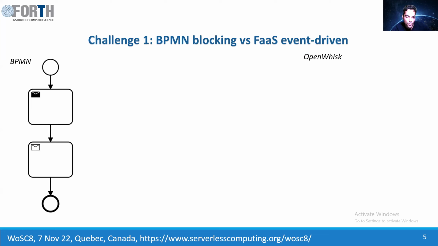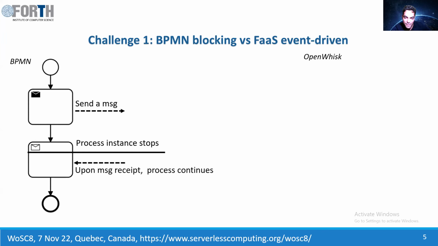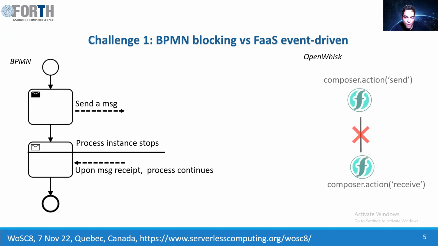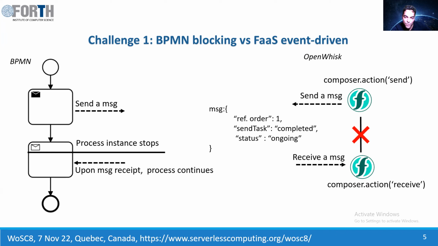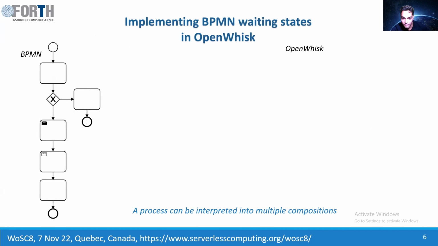The first challenge occurs due to BPMN's blocking nature. For example, in this business process, we send a message to someone, then the process stops and waits to receive a message, and we have a waiting state that blocks our process. Only when the message is received does the process continue. However, in FaaS, blocking is not an option. What we do instead is transform the message into a trigger for the next function. The state can pass as information inside our message. Another possibility is to store and fetch the process state using a remote DB.